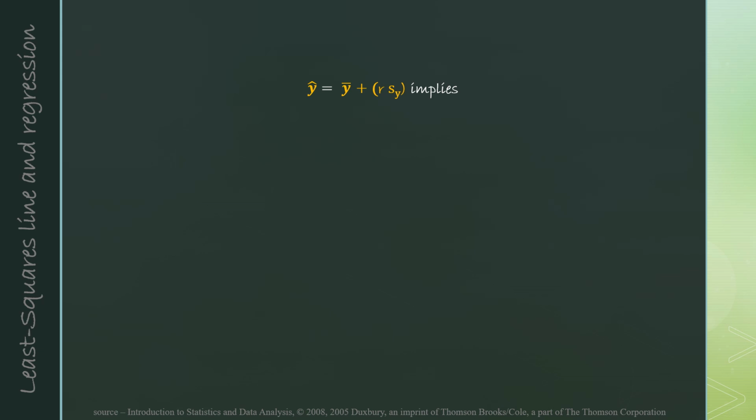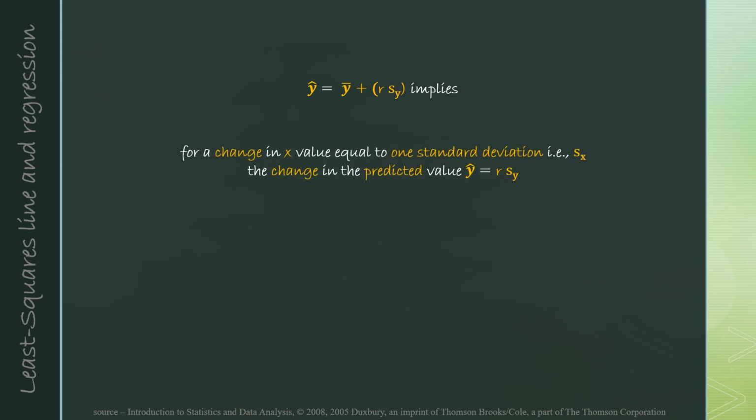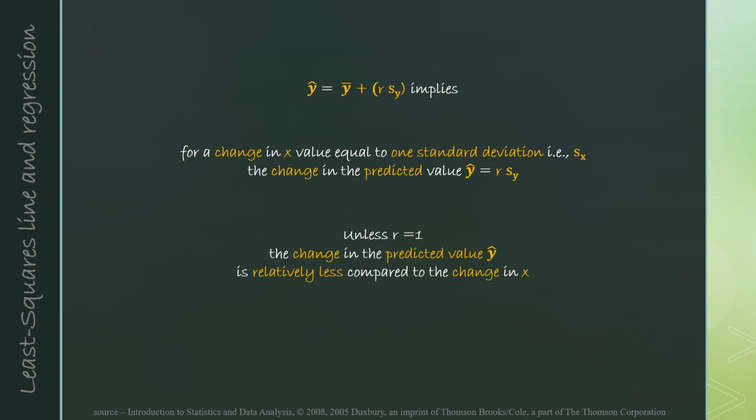Y hat equals y bar plus r multiplied by sy implies that for a change in x value equal to one standard deviation, that is sx, the change in the predicted value y hat equals r multiplied by sy, that is r times the standard deviation of y. Unless r equals 1, which is rare, the change in the predicted value y hat is relatively less compared to the change in x. That is, for one unit change in x, that is sx, the change in y is only a fraction of sy.